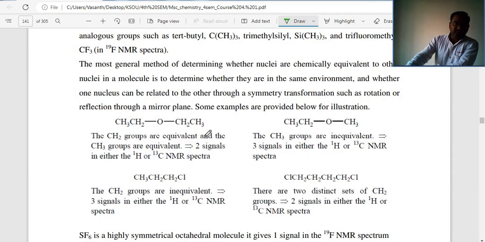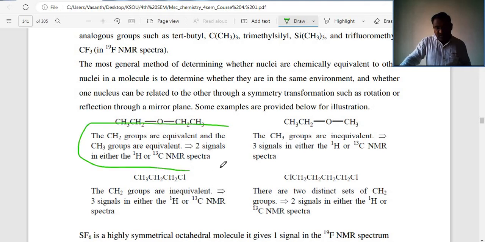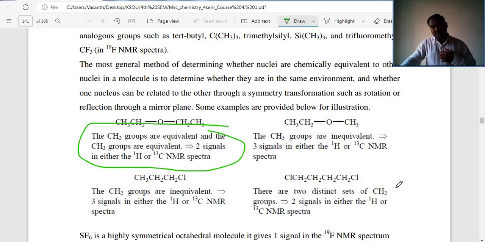Just to consider here some of the examples of this ether group. The CH2 groups are equivalent and the CH3 groups are equivalent, so two signals in either the proton or carbon-13 NMR spectra. Here the CH3 groups are inequivalent, so three signals in either the proton or C13 NMR spectra.